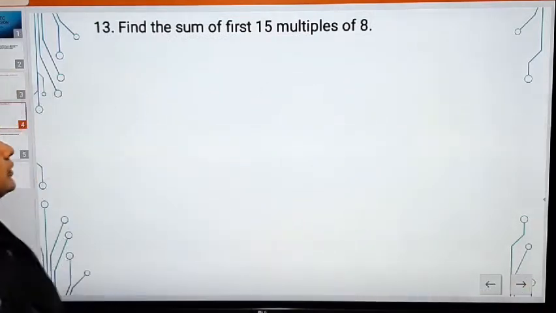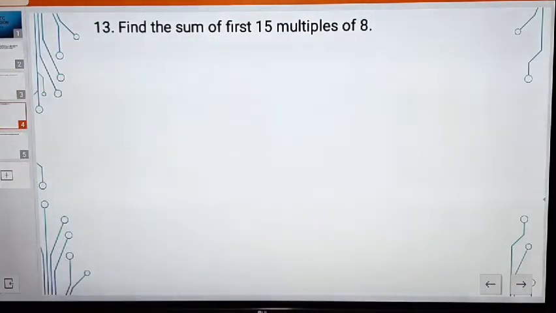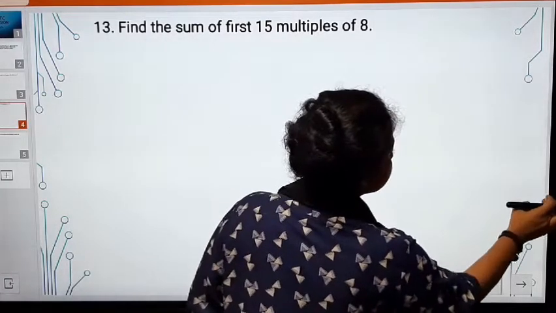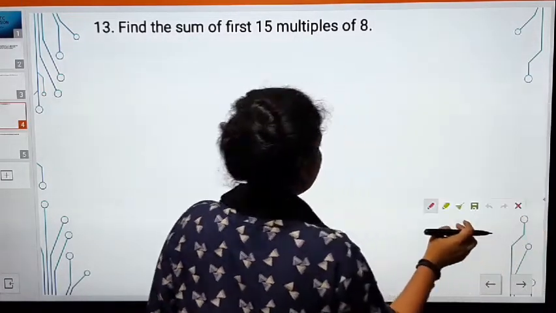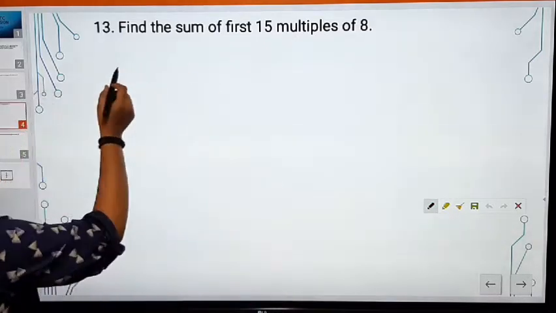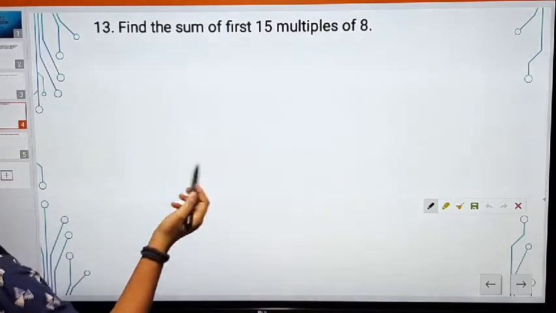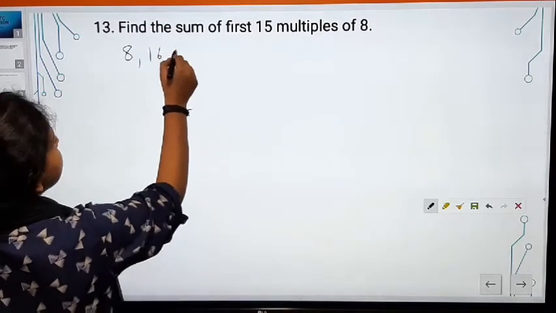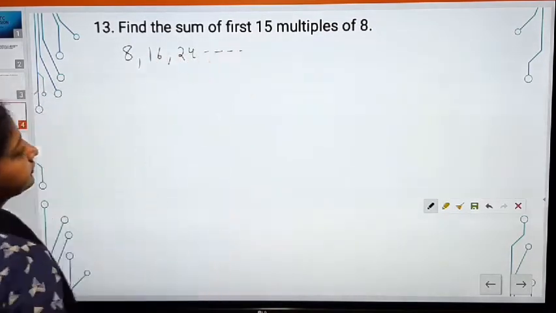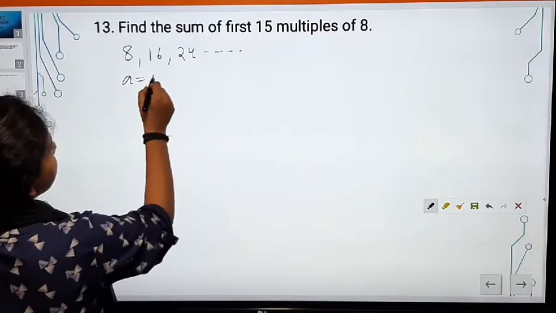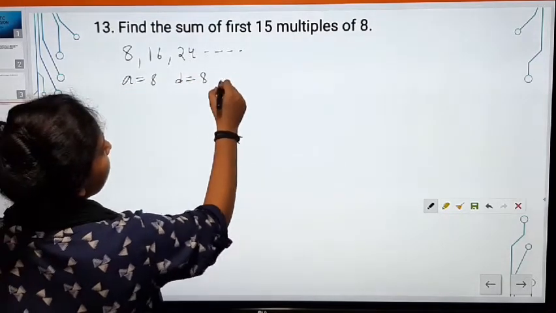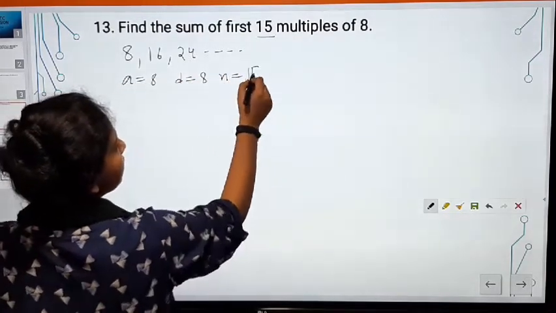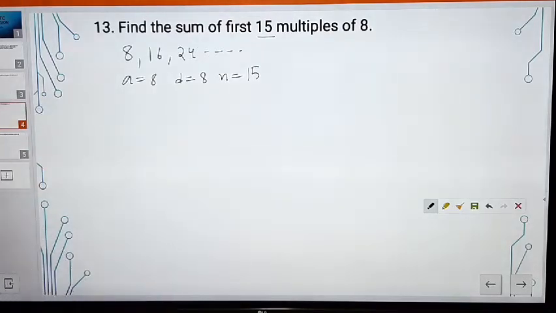Now 13th question. Find the sum of first 15 multiples of 8. This is also a similar type of question. Here first we'll have to find the AP. First 15 multiples of 8. So the multiples of 8 would be 8, 16, 24 and so on. A equals 8, D also equals 8 and we have to find up till the 15th term. So N equals 15.